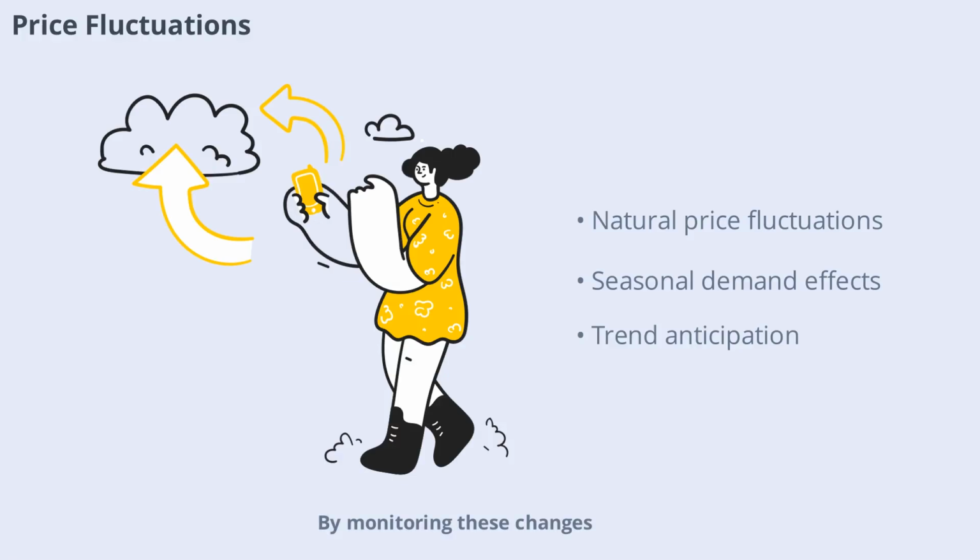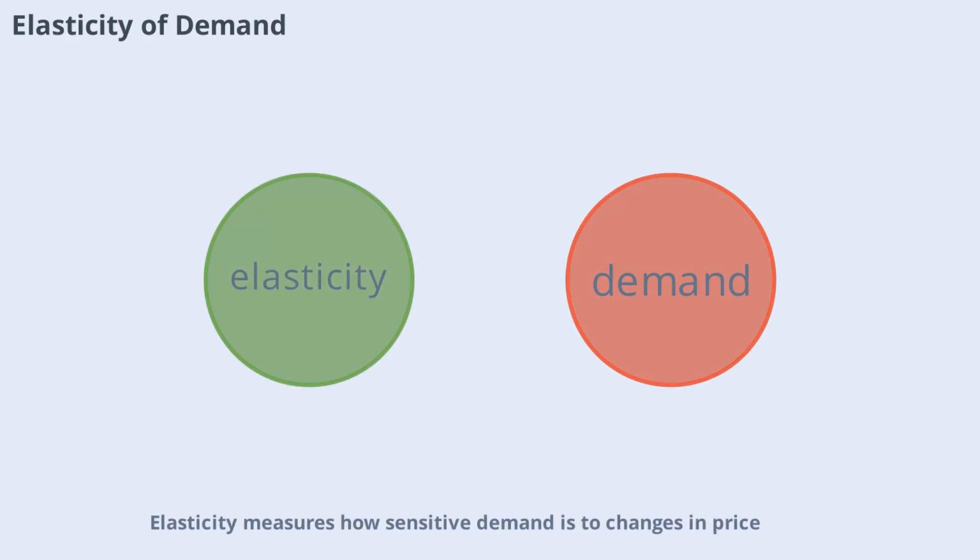By monitoring these changes, market participants can anticipate trends and make informed decisions. Elasticity measures how sensitive demand is to changes in price. If demand is elastic, a small price change leads to a large change in quantity demanded. Inelastic demand means consumers are less responsive to price changes. Understanding elasticity helps predict how markets react to shocks and how equilibrium is maintained.